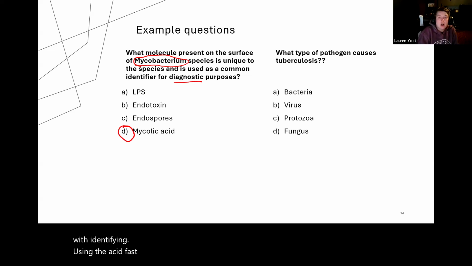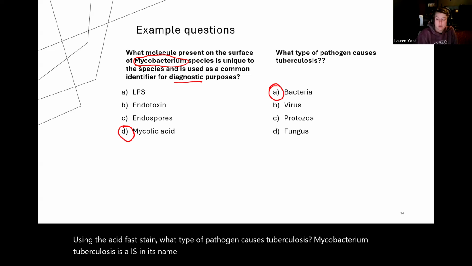What type of pathogen causes tuberculosis? Mycobacterium tuberculosis is in its name, luckily this time. This is a bacteria.